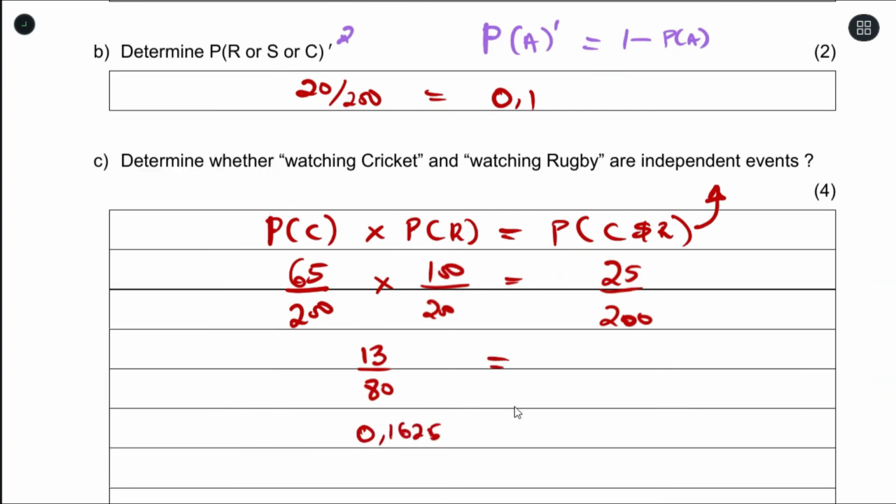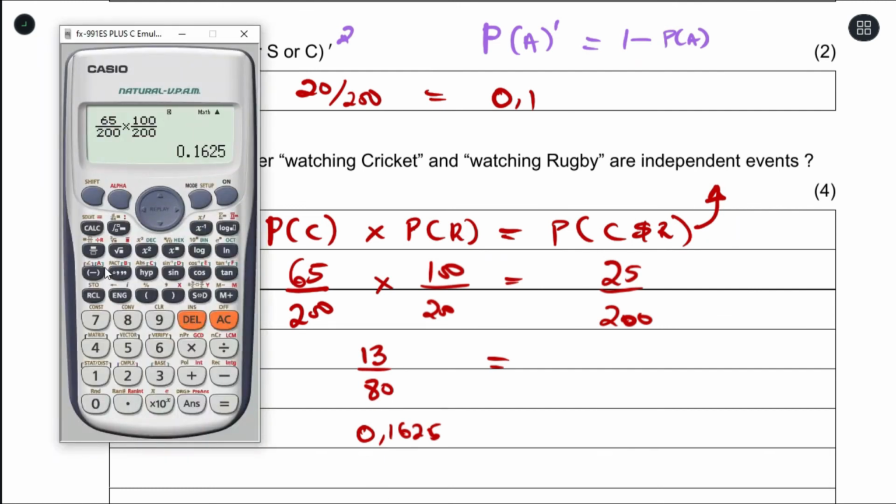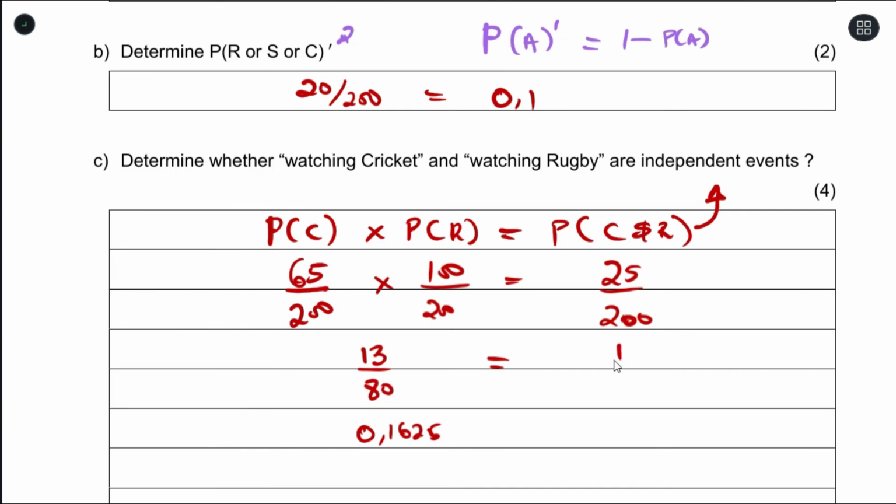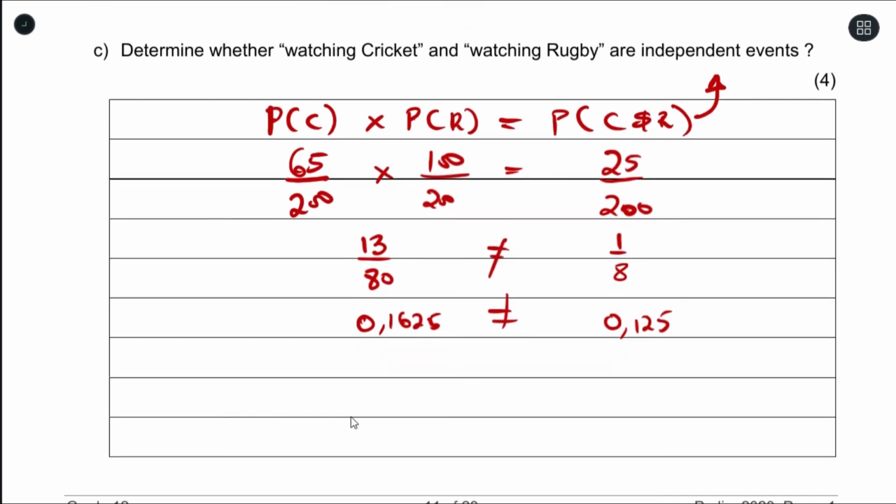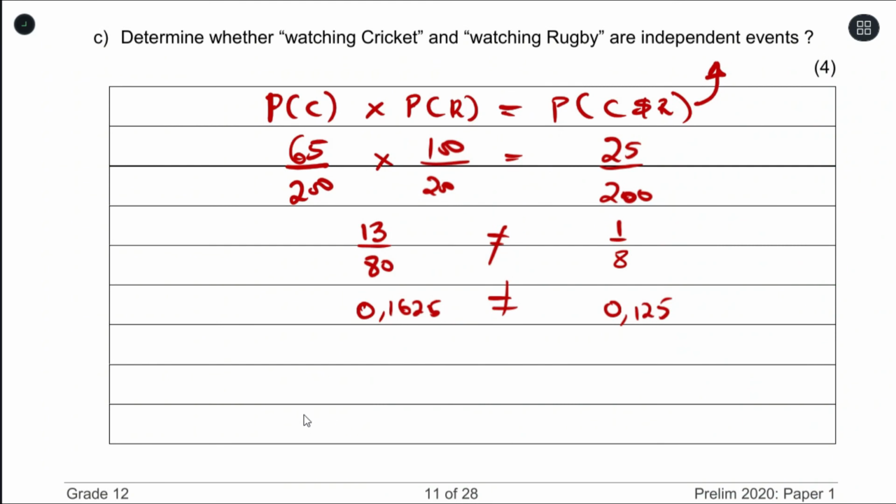On this side, we do the same thing. We have 25 over 200. That's 1 over 8, which is 0.125. Now, as you can see here, they are not equal, right? The fractions are not equal, the decimals are not equal, so we would say that this is not an independent event. That's it.